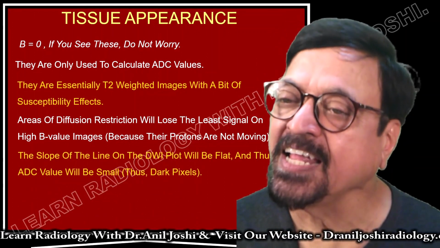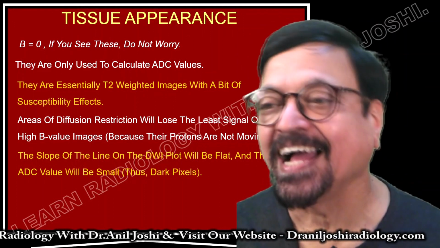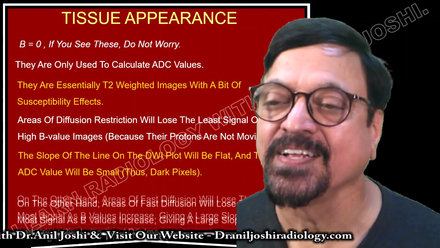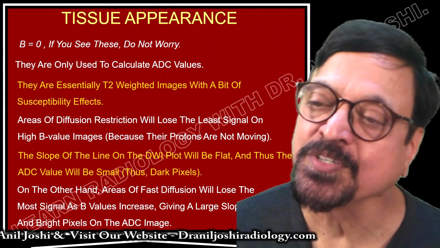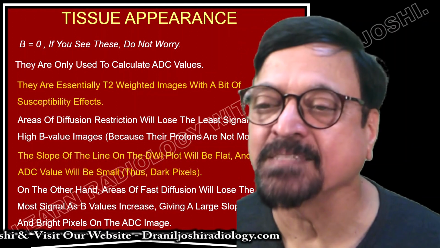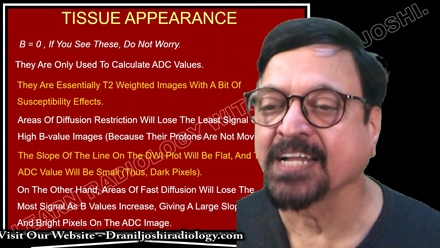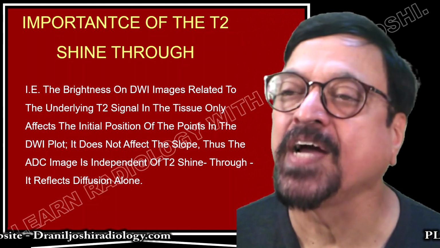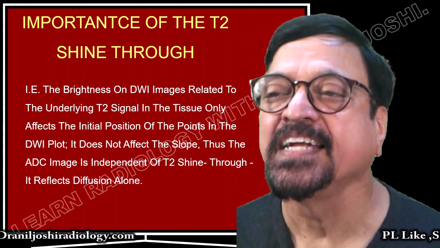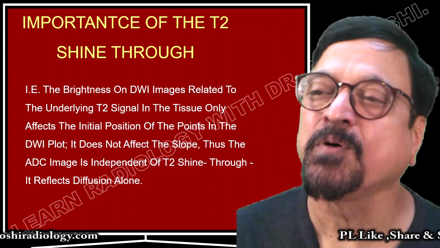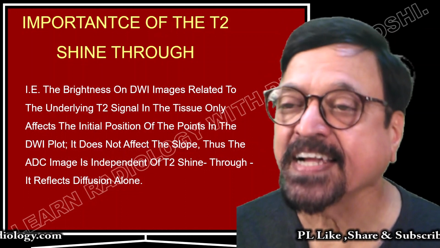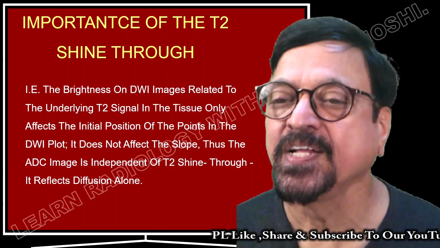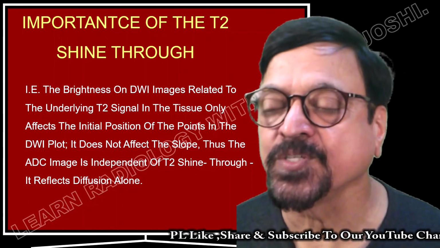The slope of the line on the DWI plot will be flat, and thus the ADC value will be smaller. Therefore, it will look dark. On the other hand, areas of fast diffusion will lose most of their signal as B value increases, giving a large slope and a bright pixel on the ADC map. That is, the brightness of DWI images related to the underlying T2 signal in the tissues only affects the initial portion of the point in the DWI plot. It does not affect the slope. Thus, the ADC image is independent of T2 shine through. It reflects diffusion and diffusion alone.